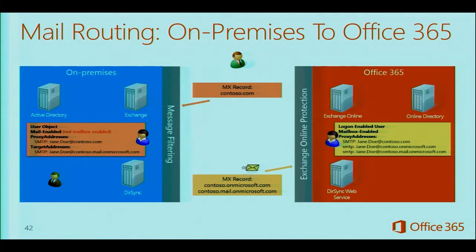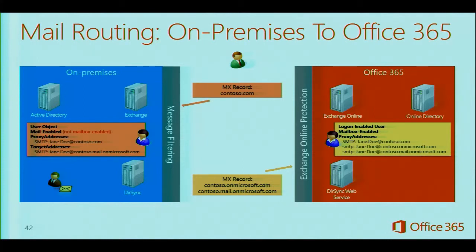Once we know what the target address is, we're going to do an MX record lookup for that, and you can see that'll be for the contoso.mail.onmicrosoft.com address. That MX record will be pointed to Exchange Online, and the Exchange Online server will pick up that message, do a lookup as to where that user is located, and then deliver that message into that user's mailbox. Okay, so that's your basic mail flow routing when mail is coming in from the internet, going through your on-premises organization, and then off to one of your users in a coexistence deployment who happens to be located in Office 365.